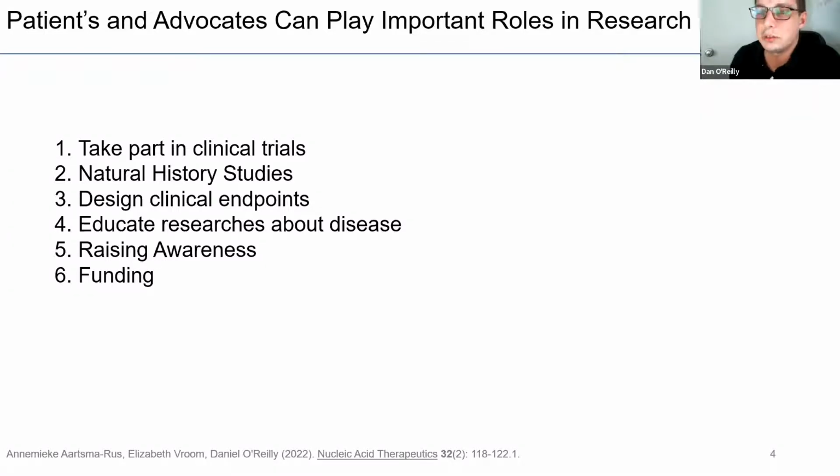And actually this can go both ways, because if you have patients and advocates involved in research from an early stage, you can educate them about certain aspects of preclinical research or anything that you're doing. So this is really a two-way street. And then the final two things go hand in hand, which is raising awareness and funding.